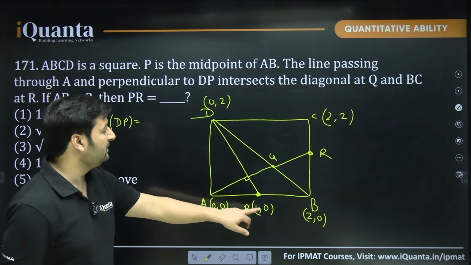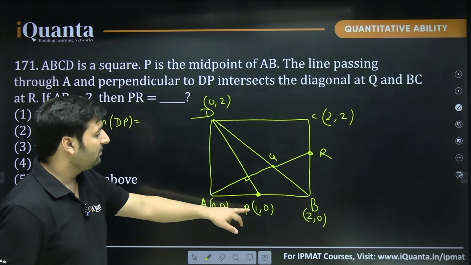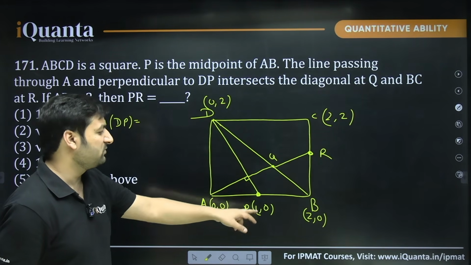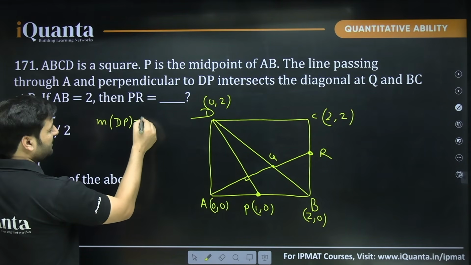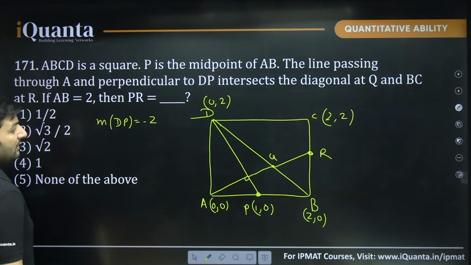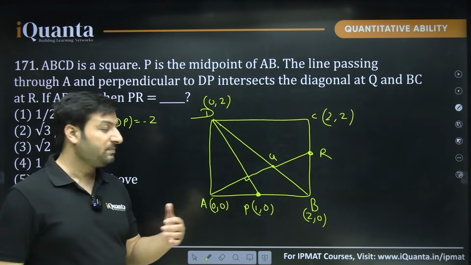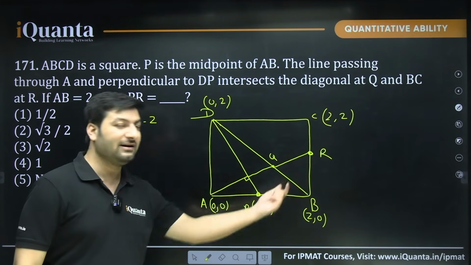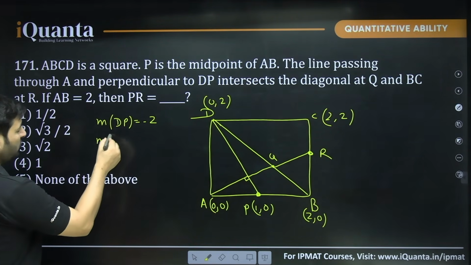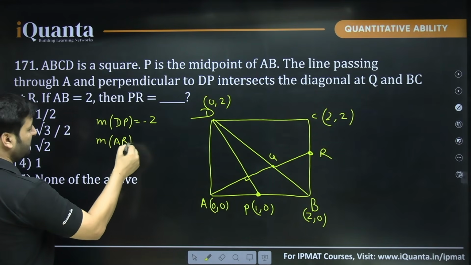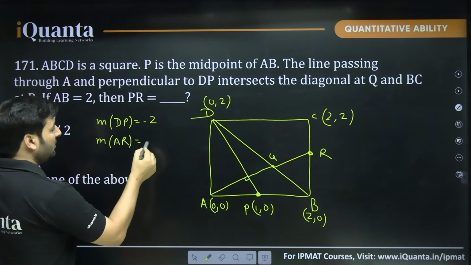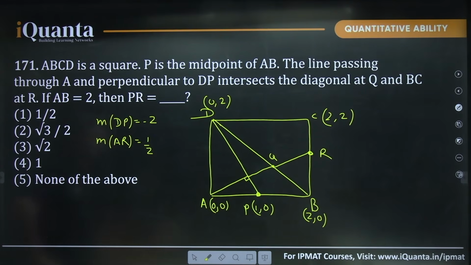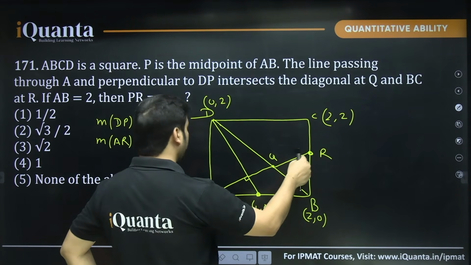Slope of DP will be 0 minus 2 upon 1 minus 0, that is y2 minus y1 upon x2 minus x1. So minus 2 upon 1, that is minus 2, right? So what is the slope of the line perpendicular to DP, that is this line AR? You know that if there are two perpendicular lines, the product of their slopes is minus 1. So if the slope of DP is minus 2, the slope of AR will be half, isn't it? The slope of AR is half.